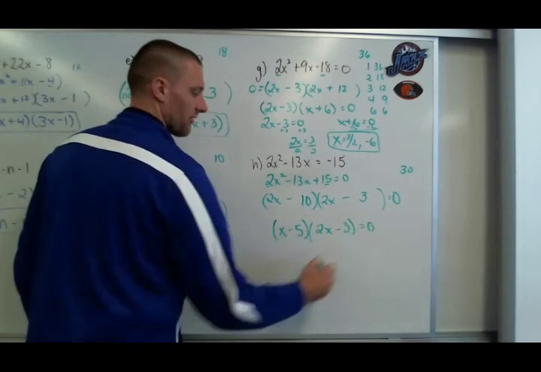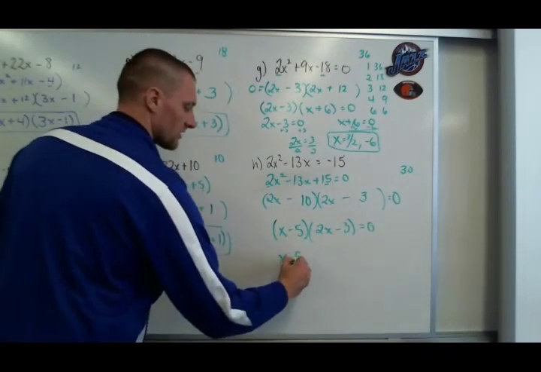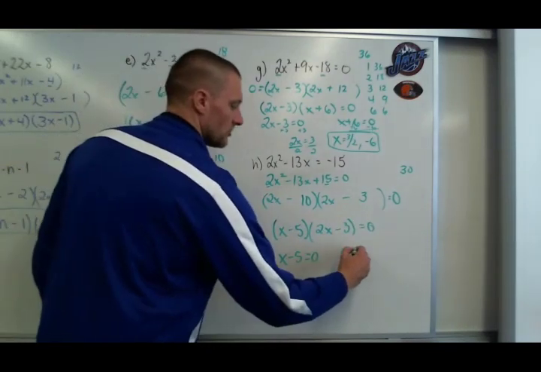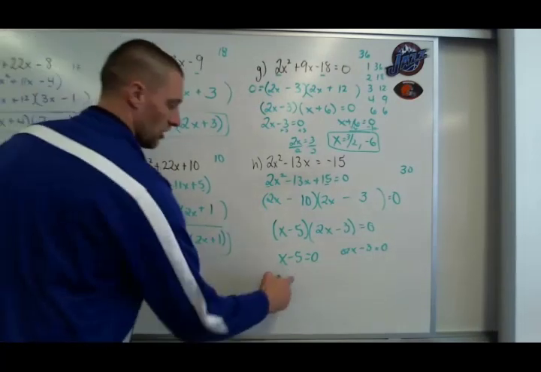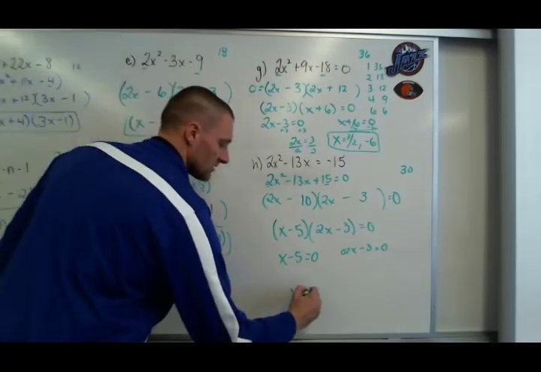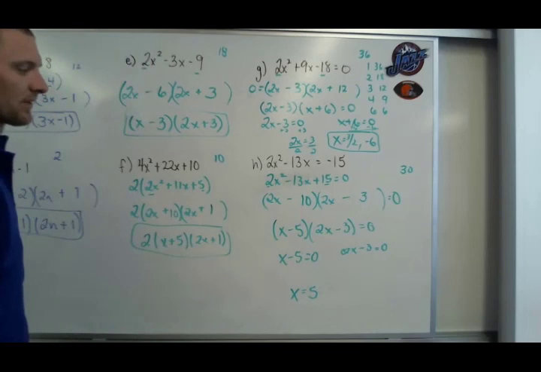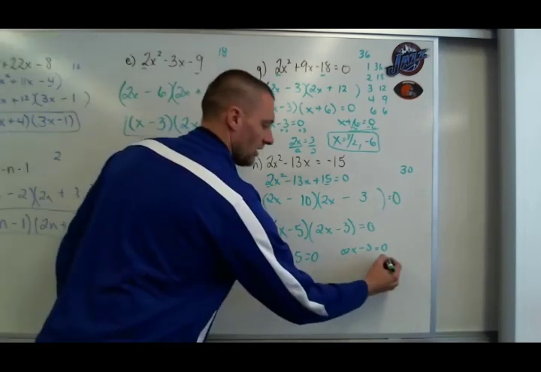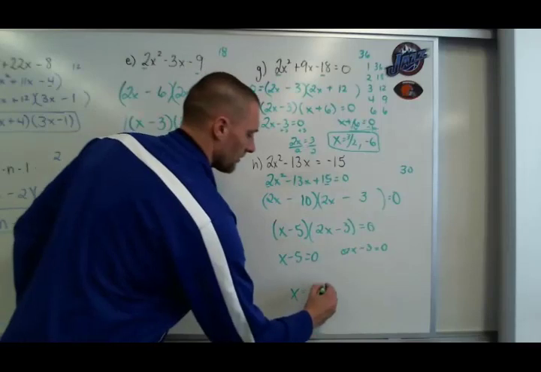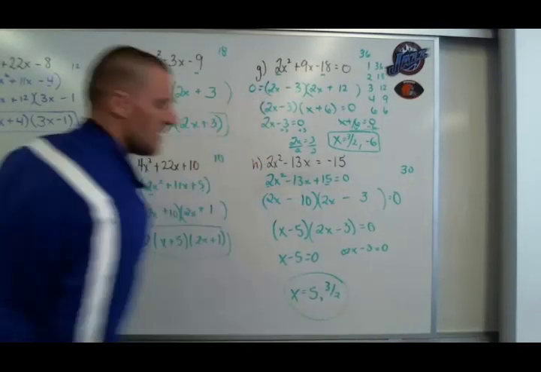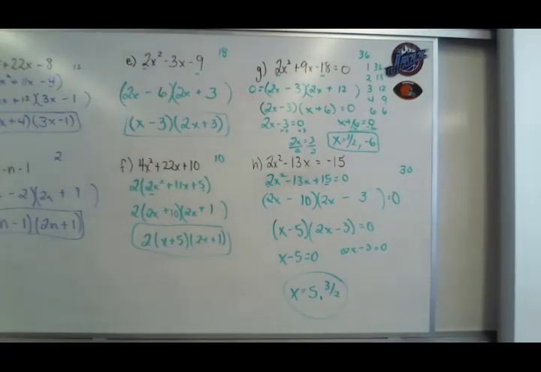And then set both of them equal to 0 and solve. So x minus 5 equals 0. 2x minus 3 equals 0, and solve them out. So I solve this, I add 5 to both sides, I get x equals 5. This one, I add 3, divide by 2, very similar to what we did up above. You end up with a positive 3 halves, and there's your solutions.